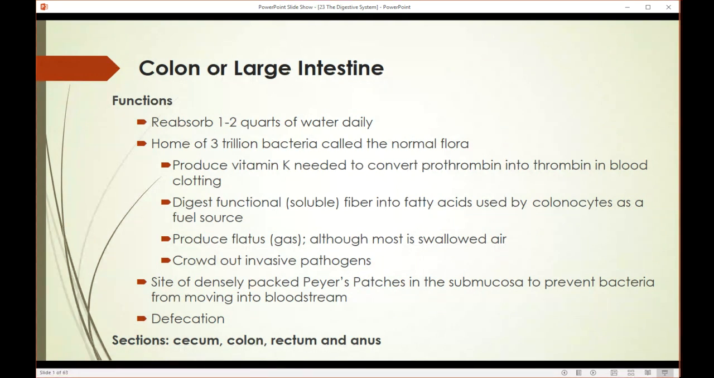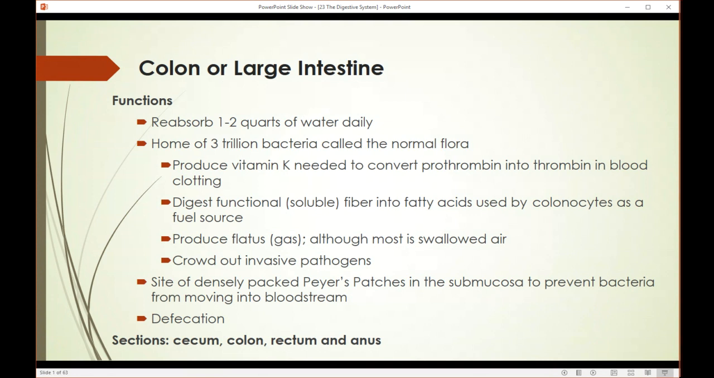They also, unfortunately, produce gas by doing that, although most of that gas or flatulence is swallowed air, and they help to crowd out invasive pathogens, right? So they are in a contest with any invasive pathogens. If they take up the resources, they're already there, they've already made a home, then those invasive pathogens can't make a home within your intestines.